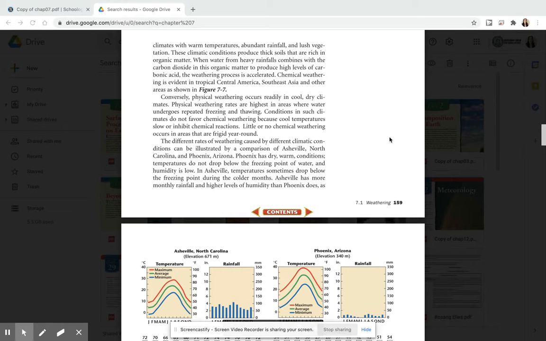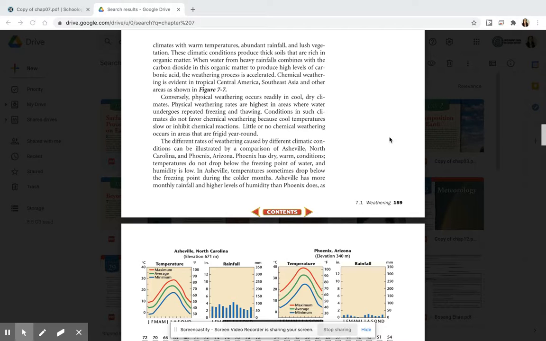Conversely, physical weathering occurs readily in cool, dry climates. Physical weathering rates are highest in areas where water undergoes repeated freezing and thawing. Conditions in such climates do not favor chemical weathering because cool temperatures slow or inhibit chemical reactions. Little or no chemical weathering occurs in areas that are frigid year-round.